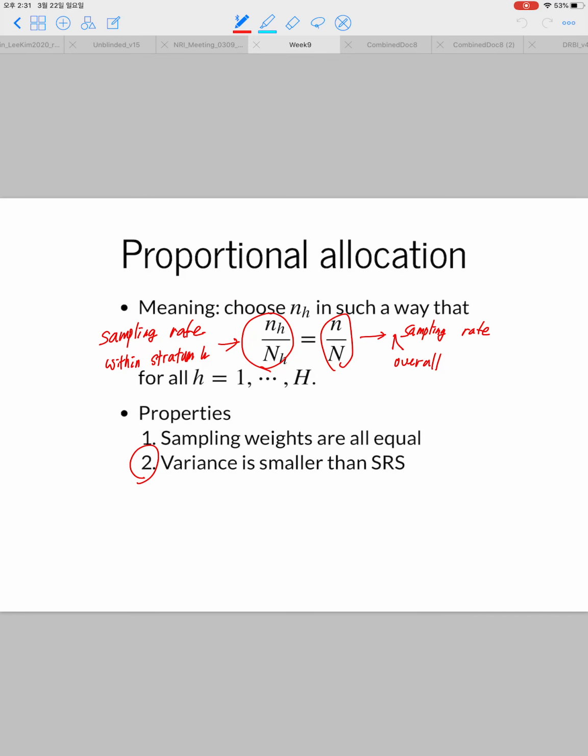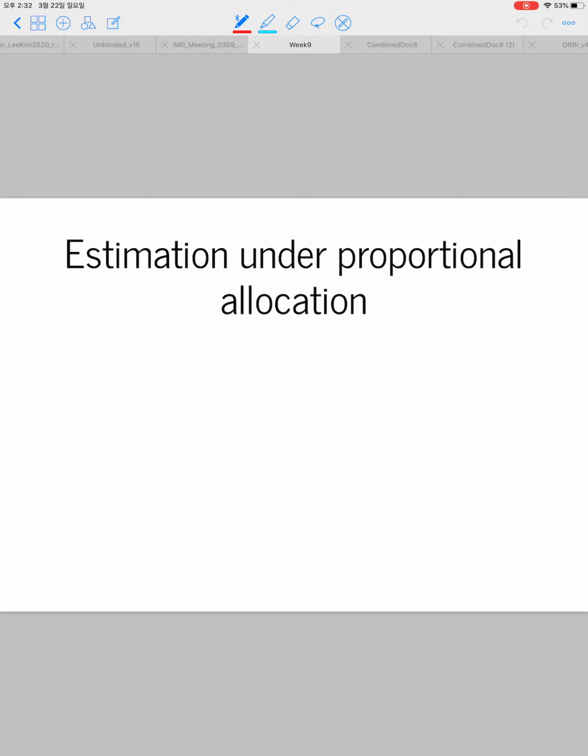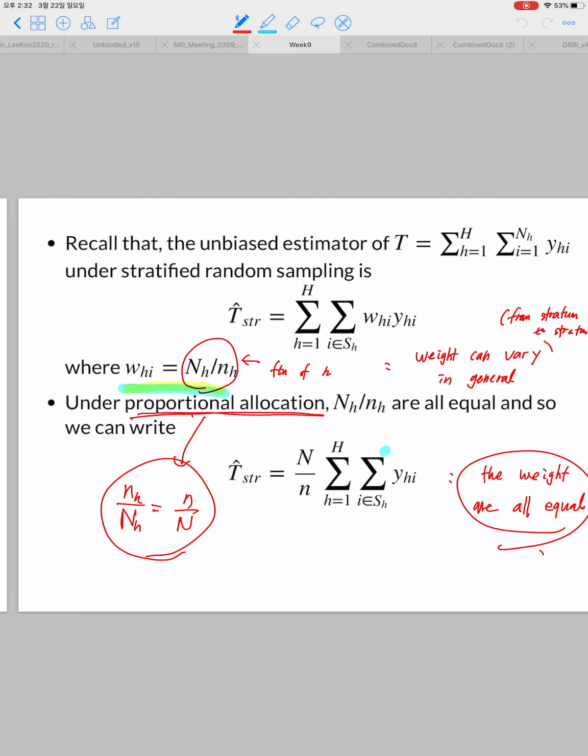One popular approach is the proportional allocation. The idea is to allocate the sample sizes such that the within-stratum sampling rates are all equal. There are two main properties of the proportional allocation. The first one is that the sampling weights are all equal. The other, which is very important, is that the variance on the proportional allocation is smaller than the variance on the simple random sampling with the same sample size. So this is important. We'll study the two properties of the proportional allocation in more detail.